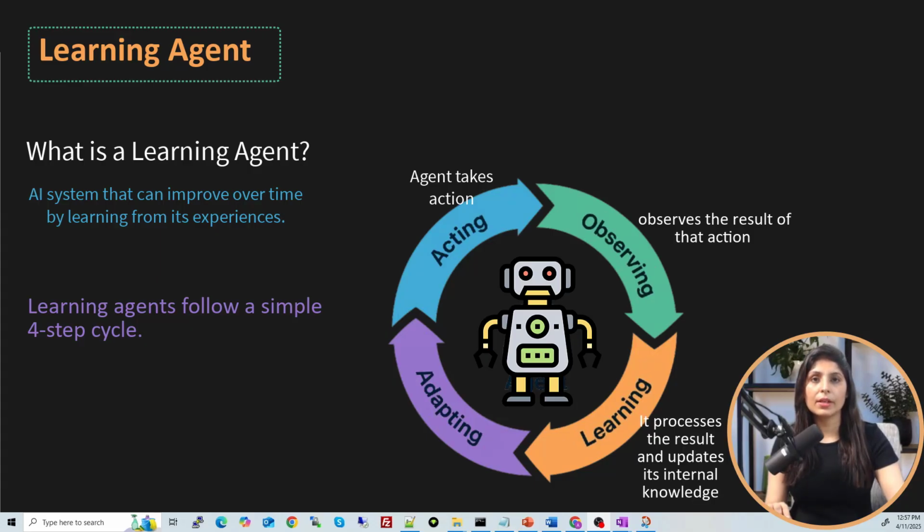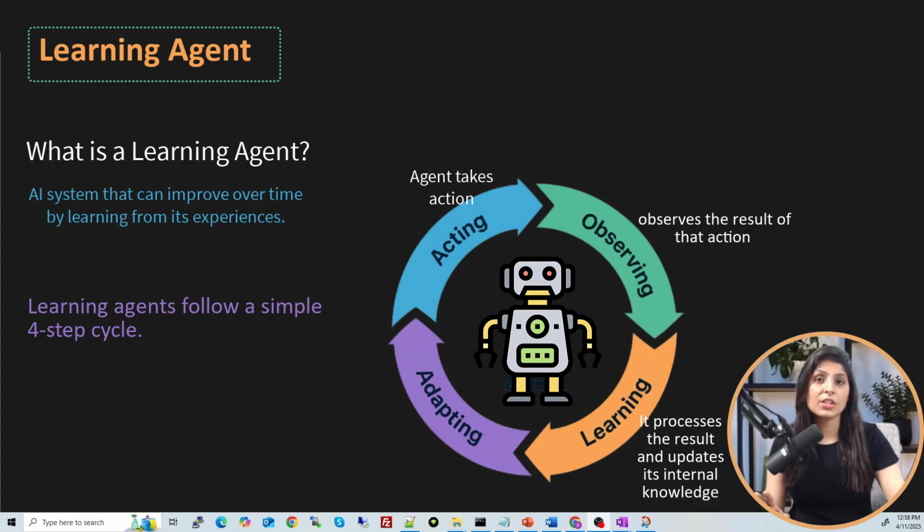The third one is learning. Here, the agent processes the result and updates its internal knowledge, means it understands if the action which it took was good or bad and it updates its memory. And the fourth one is adapting. Here, the agent will use this new knowledge to make better decisions in the future. Which new knowledge? The knowledge which it gained from step number 3. So this cycle repeats again and again and it helps the agent to improve.